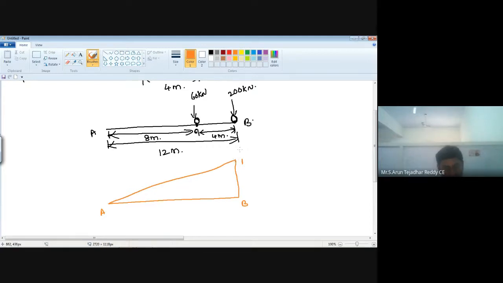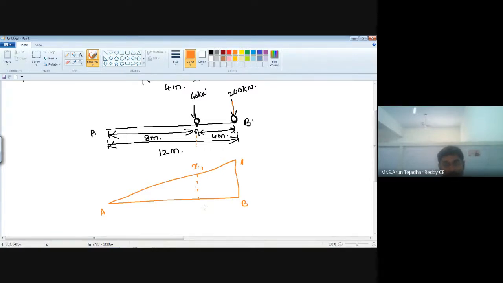Now, here at this point load is acting with a maximum intensity, that is 1, but here also load is acting, and here also load is acting, but we don't know the ordinate value here. So consider it is x or x1.